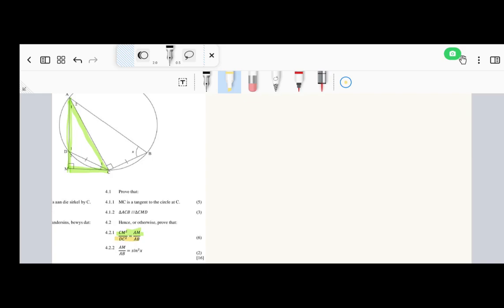DC and AB. Where's DC? DC is here, and AB is here. Okay, so it's also not a triangle, right? But it's not a problem because we already know that DC and CB are the same thing. Okay, so if I say DC, I could also say CB and AB. Okay, so that is a triangle.